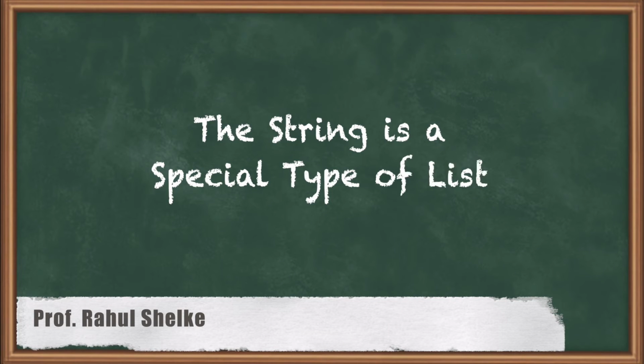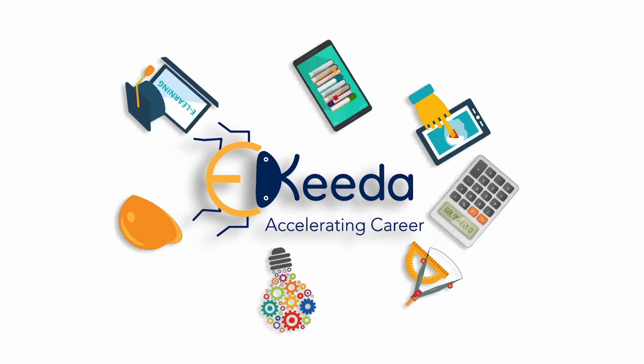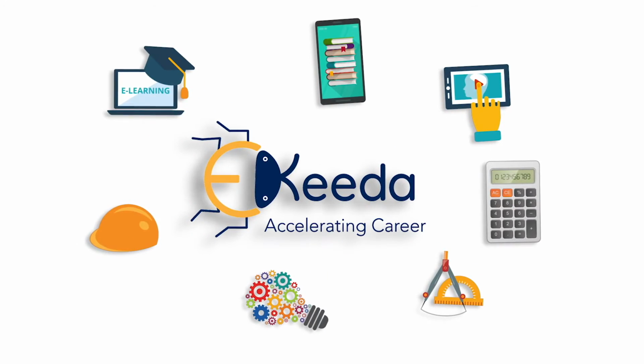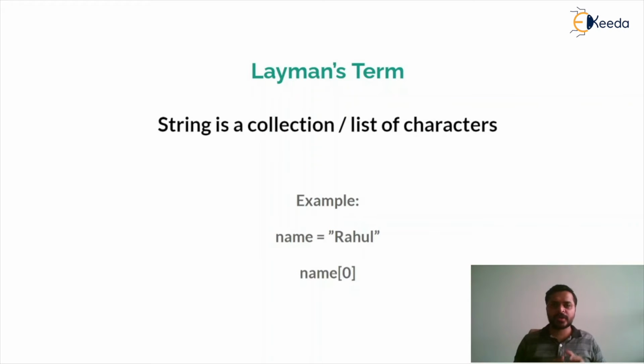We saw how to work with list. Strings are a special type of list. Basically, strings have the same behavior as a list because strings are nothing but a collection of characters, or we can say a list of characters. For example, name Rahul. From that name, we can get the zeroth index element, which is R.